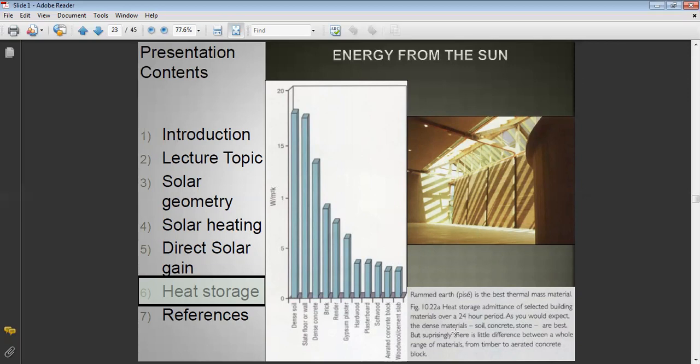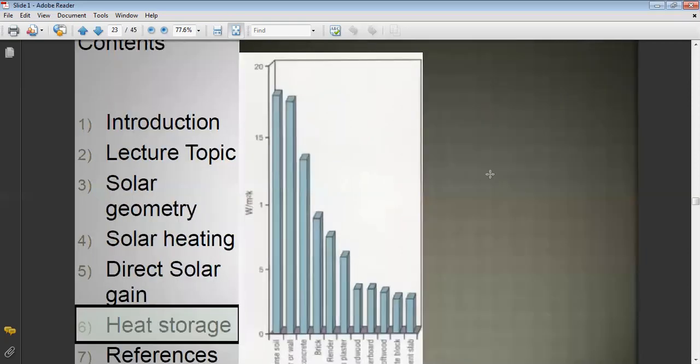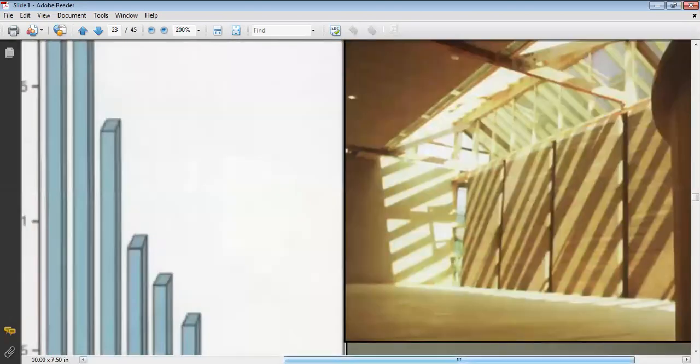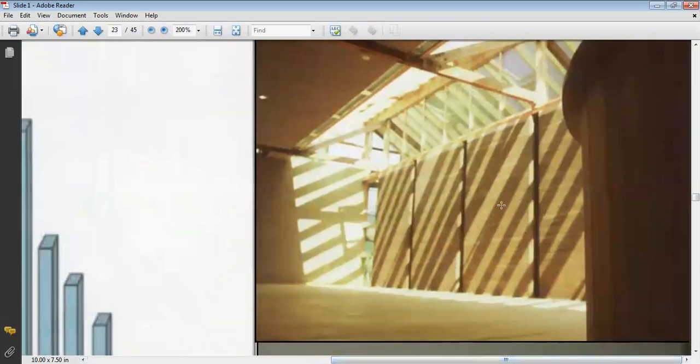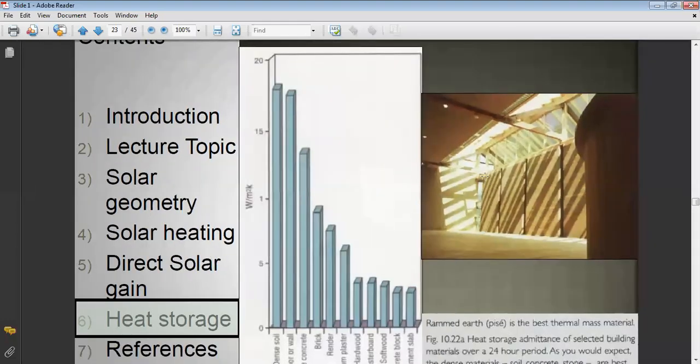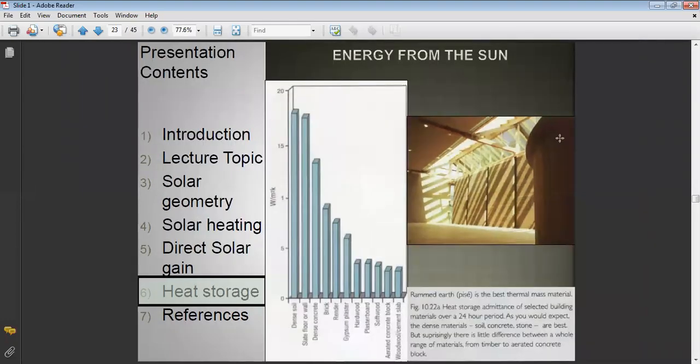As you would expect, the dense materials, that means the dense soil, the slate floor, or the dense concrete, or the brick, or render, or the gypsum plaster, they are going to have higher value. The higher the density is, the better it would be. So thermal mass material, rammed earth, as you can see in this picture. Let me zoom it a bit so that it becomes a bit visible. These are rammed earth, that means compressed earth blocks, or it can be in the form of the whole wall being utilized to retain the heat, and it is going to emit the heat.